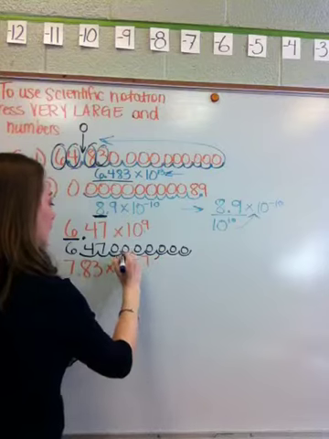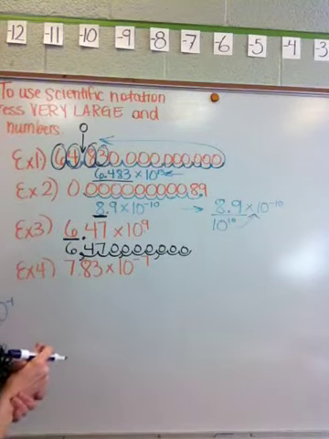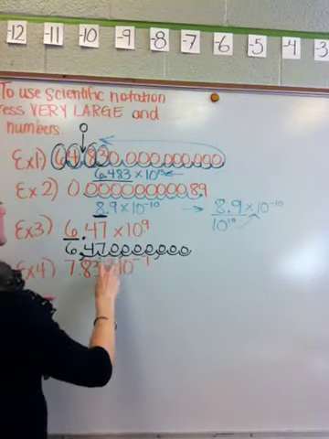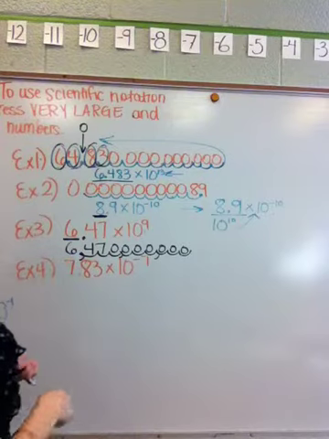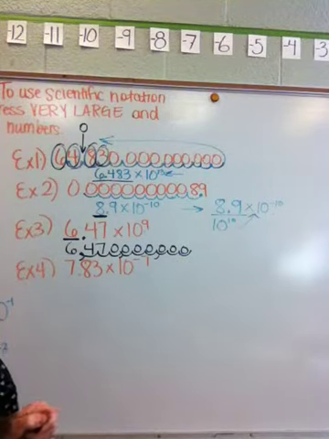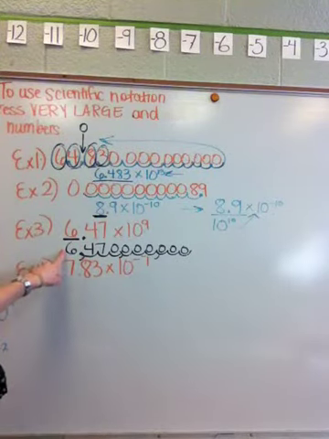So here are my commas. So I have what? Hundreds, thousands, millions, billions. 6,470,000,000 is this number right here.